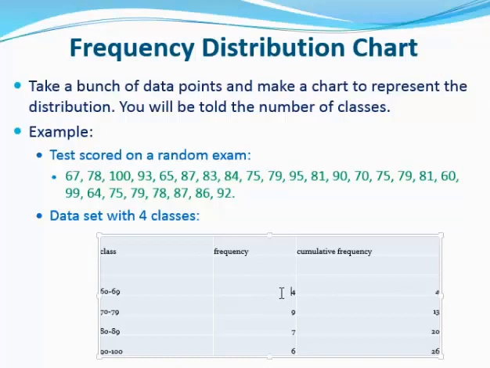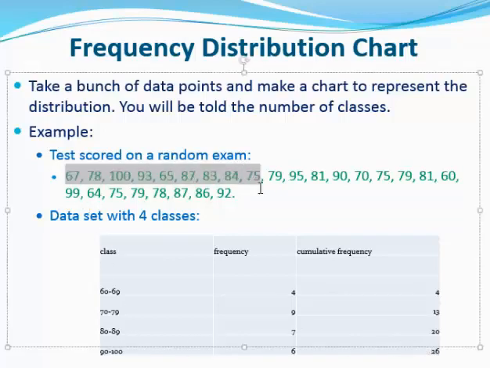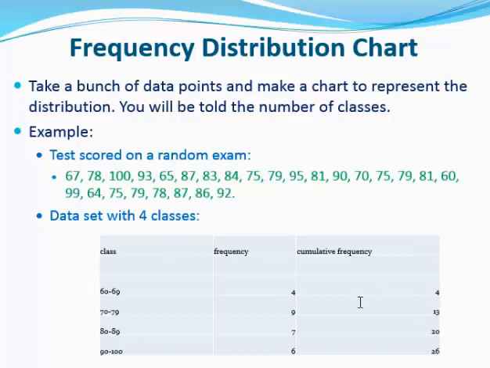Of course, you could just count the numbers in the frequency because this chart is relatively simple, but if you have a more complex chart, the cumulative frequency can help. The cumulative frequency of 80 to 89 is 20, because there are 4, 9, and 7, which equals 20 altogether. And then 26 if you include the 90 to 100, because there are 26 grades altogether.